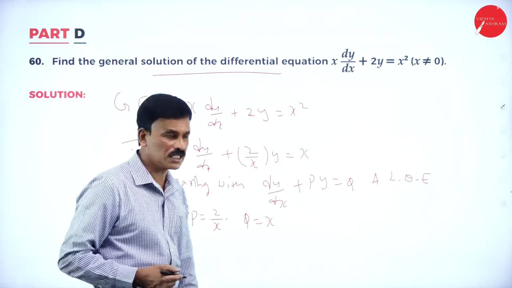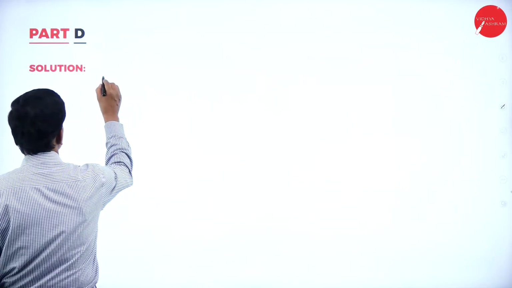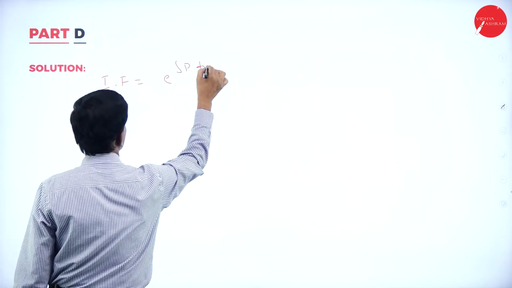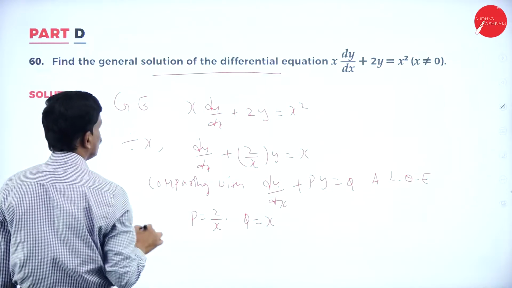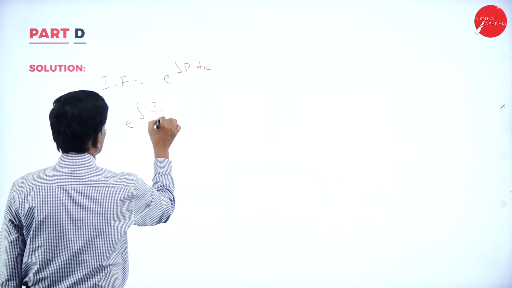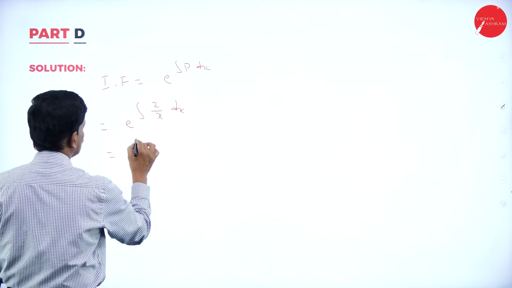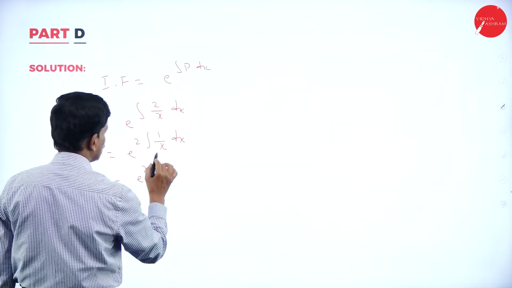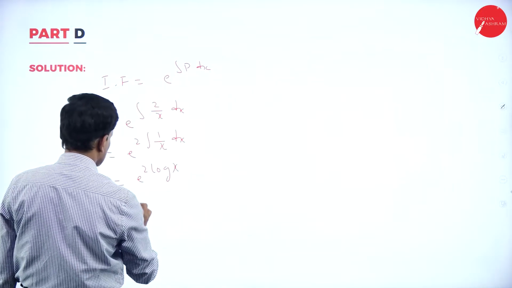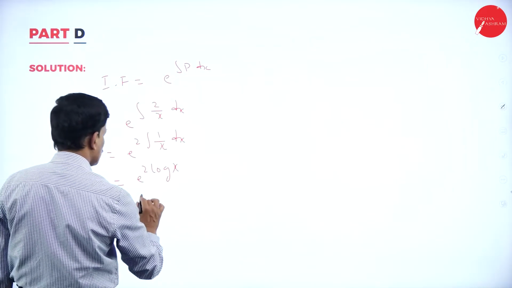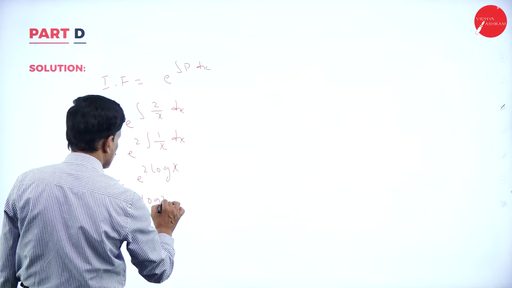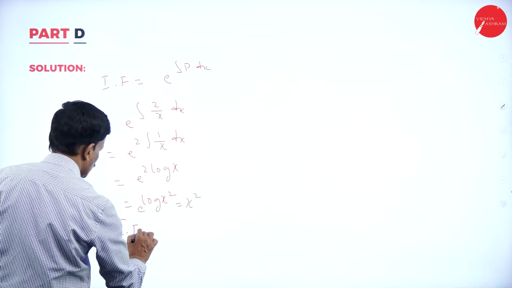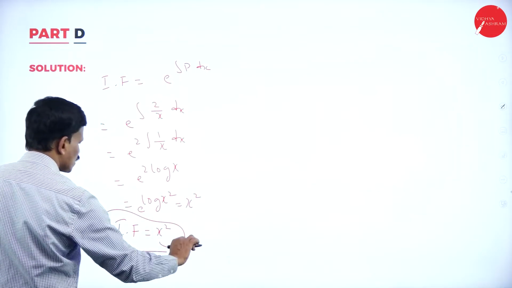Now, find out the integrating factor first. The integrating factor is given by e to the power of integral p dx. So, this is e to the power of integral of p, what is p? 2 by x, dx. So, you can write e to the power of 2 into integral of 1 over x dx. The integration of 1 over x is log x. This can also be written as n log m is log m to the power of n, so e to the power of log x square. The e and log cancel, and this is equal to x square. So, therefore, the integrating factor is x square, the first part.